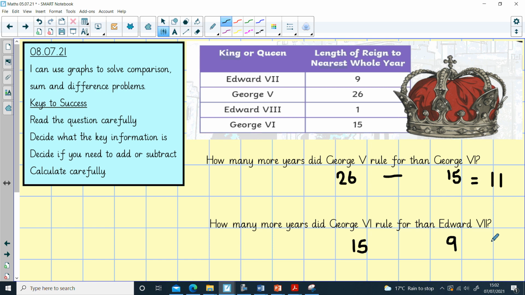Okay, so you could have done 15 take away 9, or you could have started at 9 and counted up to 15. Either of those ways should give you 6. So 15 take away 9 equals 6. So George VI ruled for 6 more years than Edward VII.